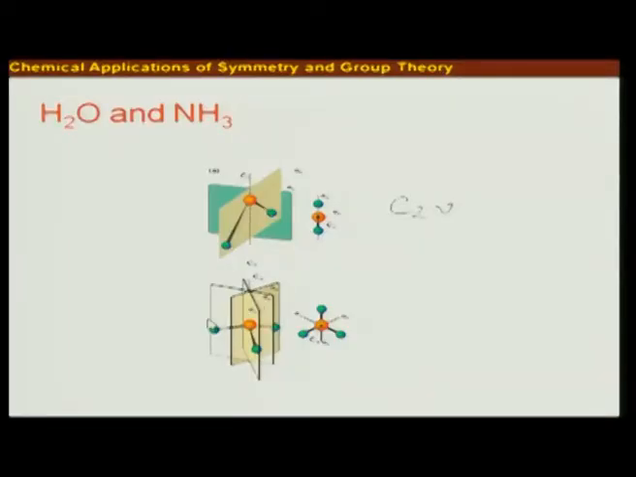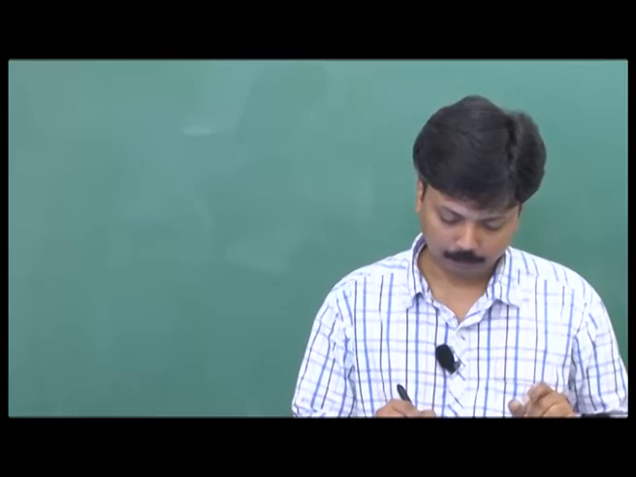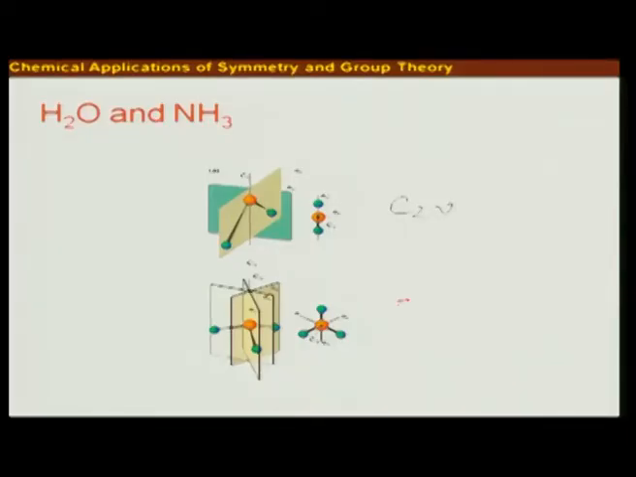So are there any other operations? No. You can verify that. So I have the total list of symmetry operations: we have E, we have C3, we have C3 square, we have sigma V's. So I will write 3 sigma V's. Very nice. Now let's ask those questions stepwise.